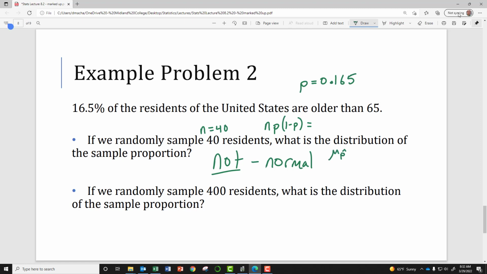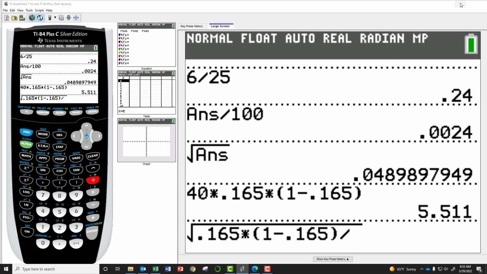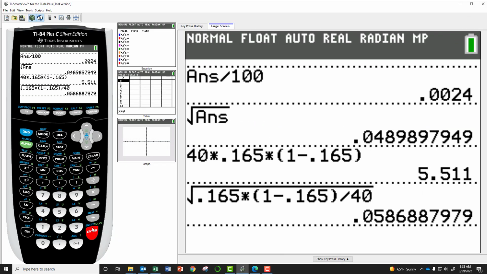So the mean of this sample proportion is still going to be the population proportion, and the standard deviation of the sample proportion is still going to be the square root of p times 1 minus p over n. So I want the square root of p times 1 minus p divided by n, which is, in our case, I believe 40 residents. So the standard deviation is going to be 0.0587.